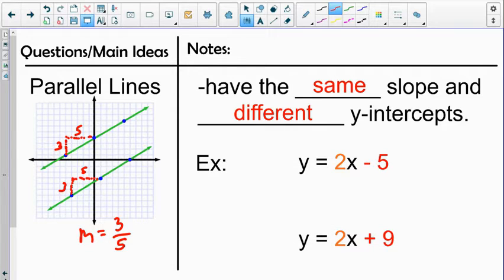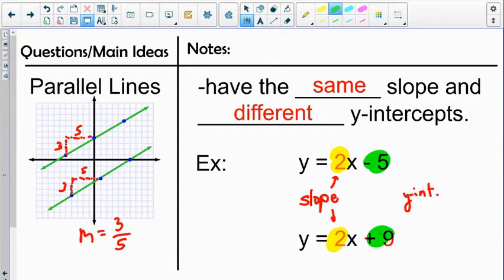So here are two different equations. And in each case, the slopes are the same, but the y-intercepts are different. Both equations show a slope of 2. One equation has a y-intercept at -5, and the other equation has a y-intercept at 9. And we could tell that just by looking at the equation. We didn't even have to graph the equations to tell that these would represent parallel lines.